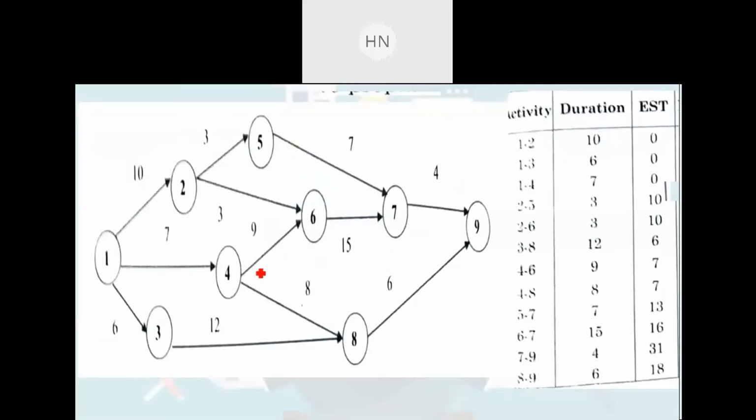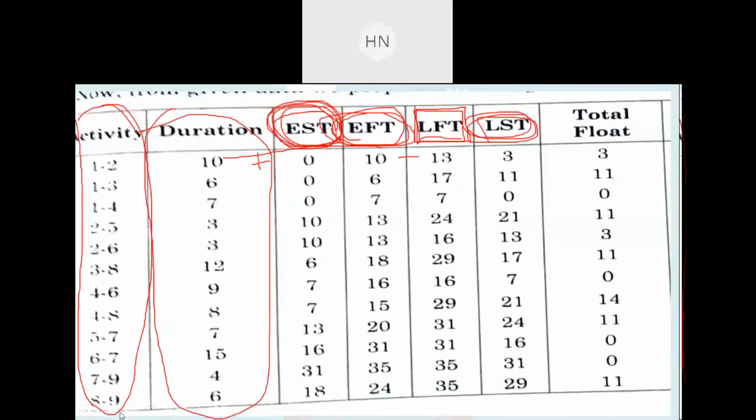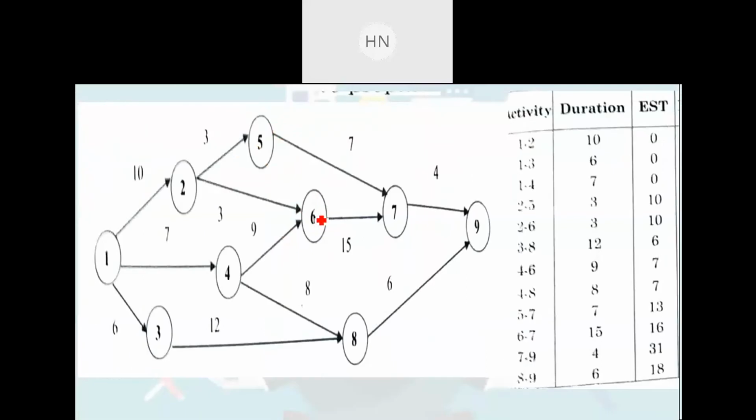So let us find out that first. First, what we are going to find out is the earliest starting time, that is EST. This EST we are going to find out. So here, let's see the network on the screen, and on the right side I have shown you the table. This is activity and this is the duration, right? And besides that we are having the EST, right?